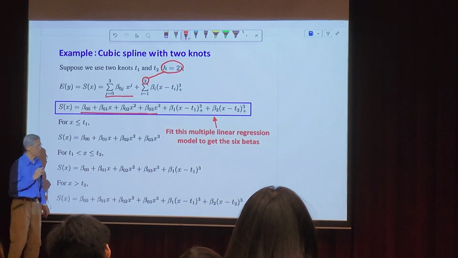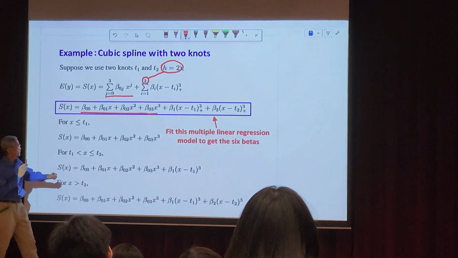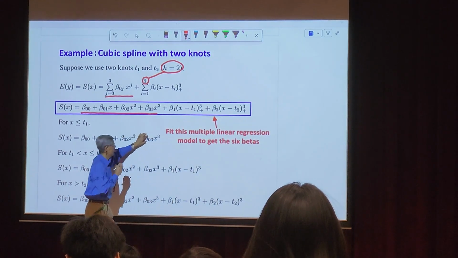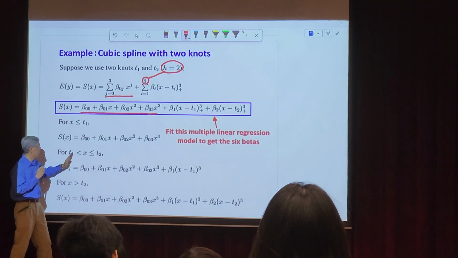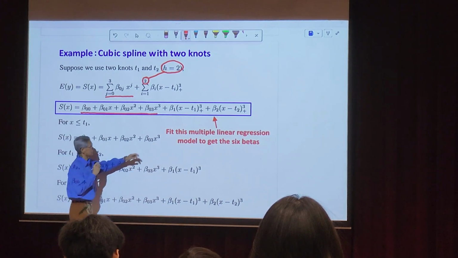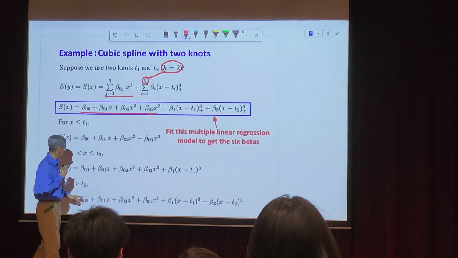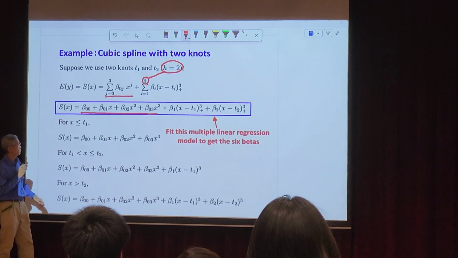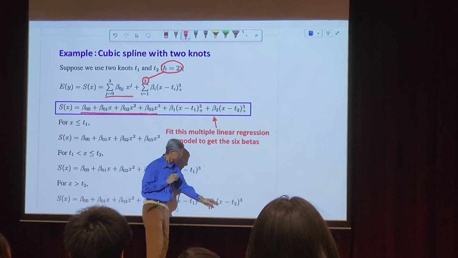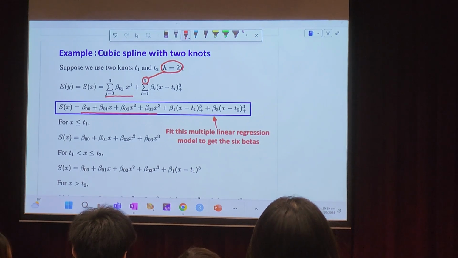Because of the plus notation, what that means is if x is less than t1, these 2 will be 0. That's why we only have this model. And for x between t1 and t2, x greater than t1, then this is positive now. You take it as this. And if your x is greater than t2, then these two terms are not 0. They are cubic terms. Okay? So that's what it is.